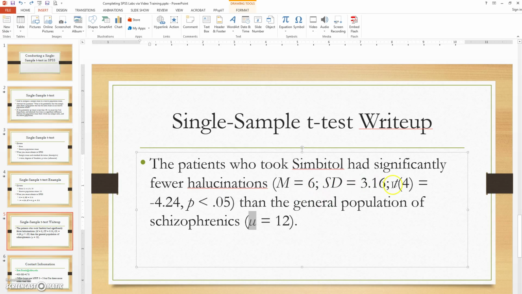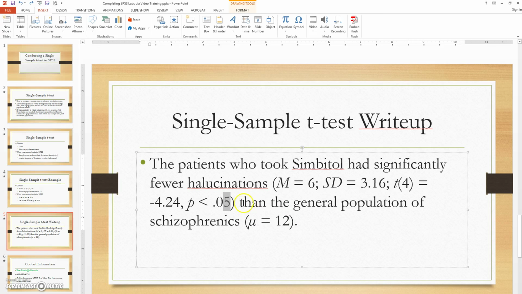Use semicolons to separate your data. And then when you give the T information, you put T and then you put the degrees of freedom in parentheses. Then you give the actual T value, comma, and then the P value. In this case, our P value was less than 0.05. If it had been less than 0.01, I would have put less than 0.01.